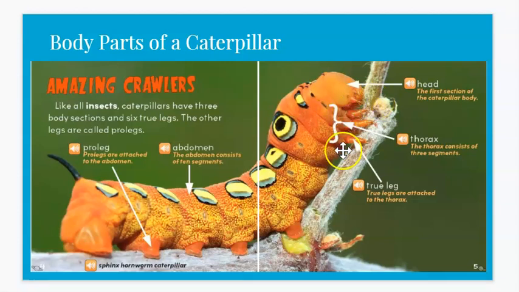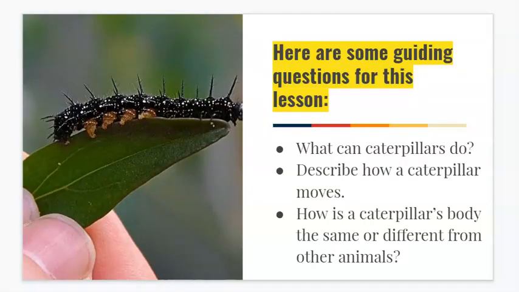Here's the thorax, which consists of 3 segments closer to the top of the body. Here are the true legs that are attached to the thorax. Next is the abdomen, which is the middle section, and that is 10 segments. These are the prolegs, which are attached to the abdomen. Let's reflect. What is a proleg?